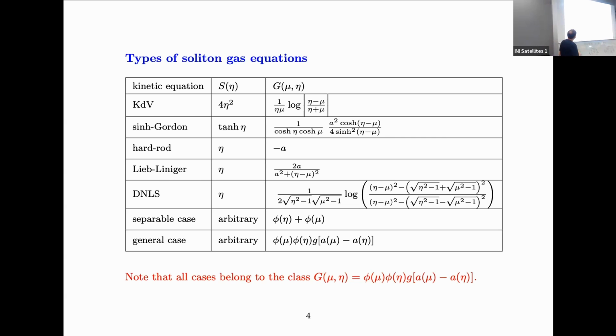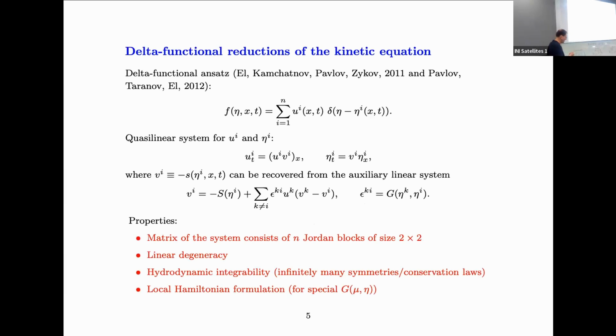Let me move on to these cold gas reductions. These are reductions of this form, where the function f of eta, x, and t is a sum, a kind of delta functional ansatz, where u_i of x, t and eta_i of x, t are functions to be determined. If we substitute this ansatz into the kinetic equation, we get a quasi-linear system for the u_i's and eta_i's.